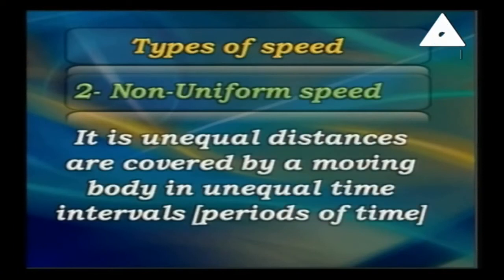Then we have non-uniform speed, the opposite of the first one. Unequal distances are covered by a moving body in unequal time intervals, or periods of time. So non-uniform speed means unequal, not equal to each other. We have many cases here: the distances are not equal or the time intervals are not equal while the other one is equal, and the third case, where both of them are not equal to each other.